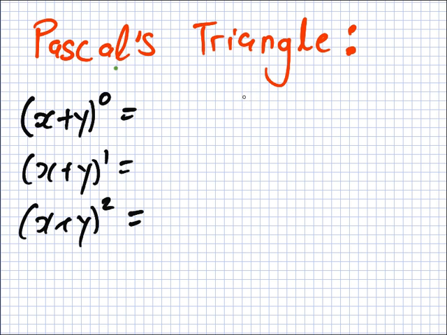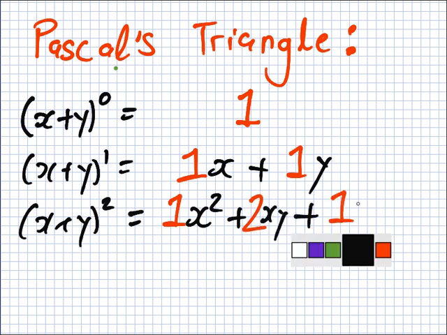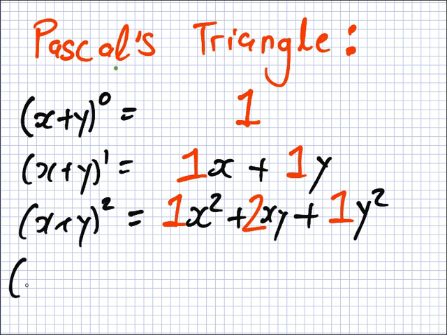Right, so what is x plus y power 0? 1. Yeah, 1. And x plus y power 1 is 1x plus 1y. And then x plus y squared is 1 x squared plus 2xy plus 1 y squared. And I'll do one more for you.